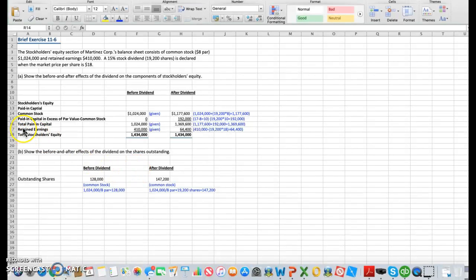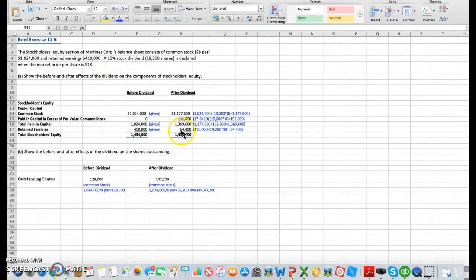The next part is total paid-in capital, sorry, another typo. That was given to us up here. To find the after dividend, we take the common stock we got after the dividend, plus the paid-in capital in excess of par value, common stock, and that comes to $1,369,600.